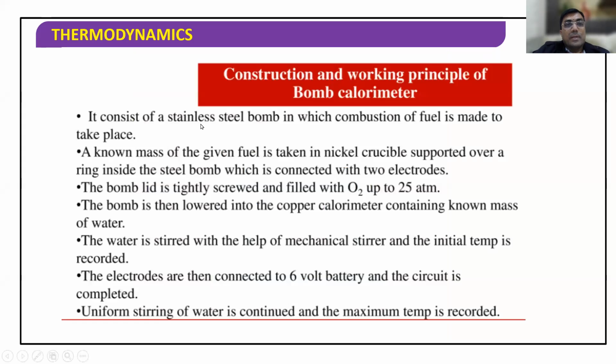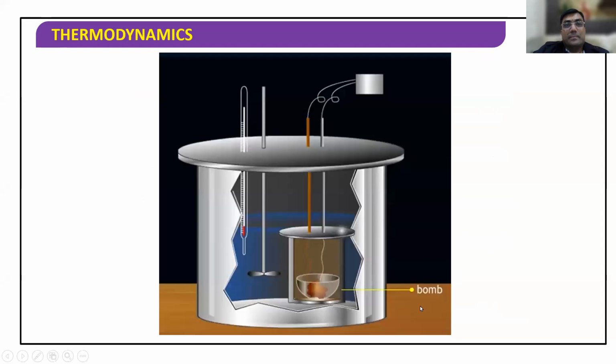So that's what I said. This is the description, the construction of the bomb calorimeter. A steel bomb is there. A combustion of fuel is made. I already explained these to you: stirrer, everything. Uniform stirring of water is continued. The maximum temperature is recorded. Now, this is the three-dimensional view, exactly how the setup is done. This is the bomb, and this is the outside stirrer.